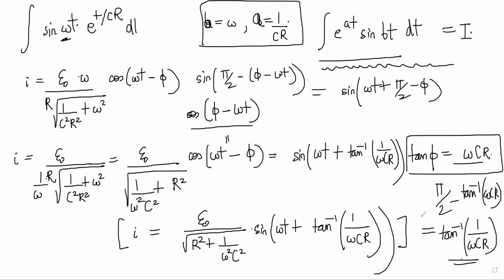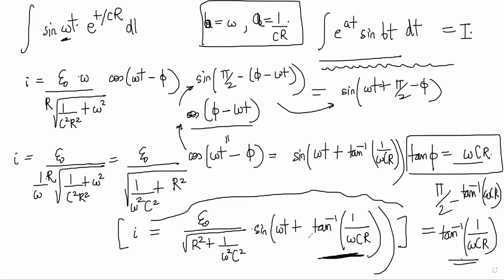This is my current formula. Just write this down and note how we have done it. We are converting these things to make it sine something, because the EMF was sine omega t. I want to find out the phase, so I need to make it sine again so that I can say sine omega t plus some phase.